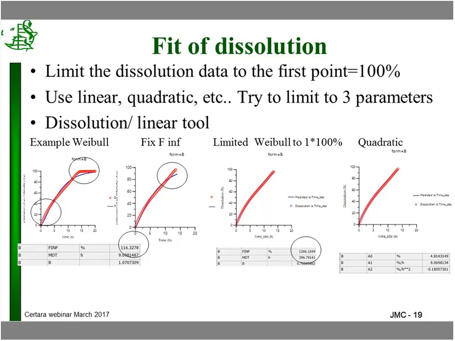Another possibility is to fit it with a quadratic equation. I can do it also, and I have something which is not so bad. So what can I do in this case? Either fix the F infinity to a number which can be 100 or 105%, or use a quadratic equation. The quadratic equation is not in the dissolution tool of Phoenix, but in the linear relationship tool of Phoenix.